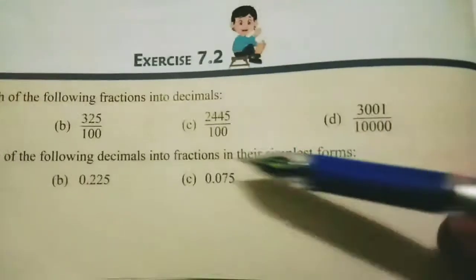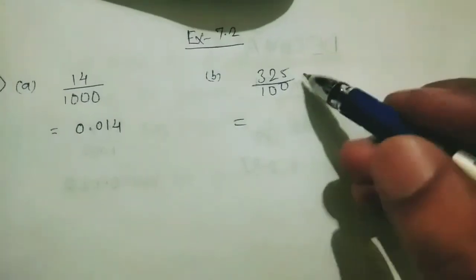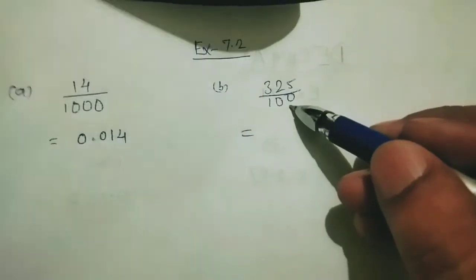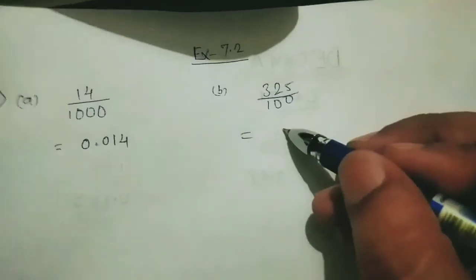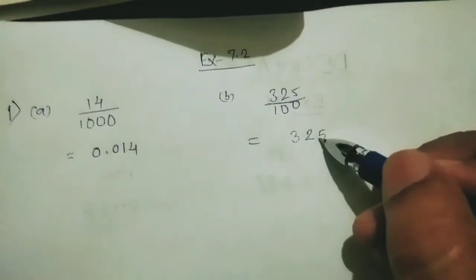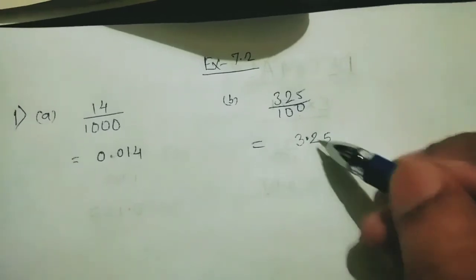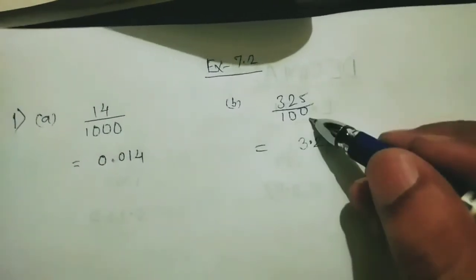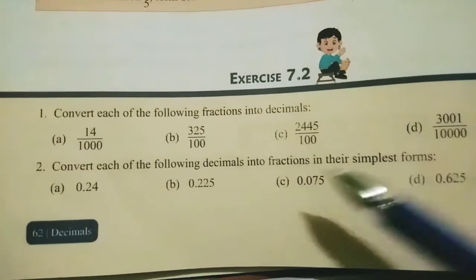Now this B number, let's do it; C and D are your homework. Now this B number is 325 by 100. That means 2 zeros are there. That means after the point there should be 2 digits. So here 325 is there. First of all you have to write 325. Then you have to give the point. Where will you give the point? Here. Okay. Because after the point there should be 2 digits because 2 zeros are there. So the answer is 3.25. Very easy.